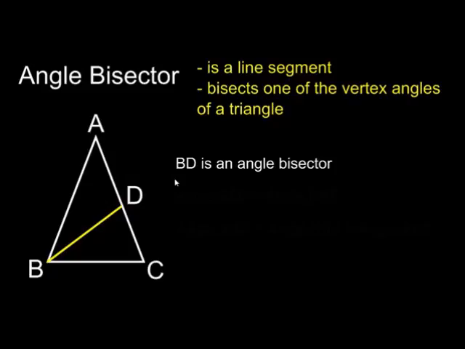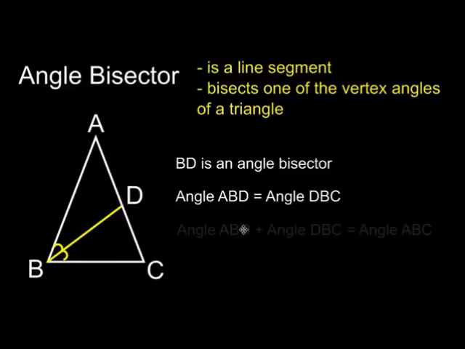Now if you remember, bisect means to cut something into two pieces, to two equal sections. So angle ABD is going to be the same as angle DBC. And then if we also think about our definition of a bisector, angle ABD plus angle DBC, when I put them together, is going to give me the whole thing, angle ABC. So that right there is our definition of an angle bisector.